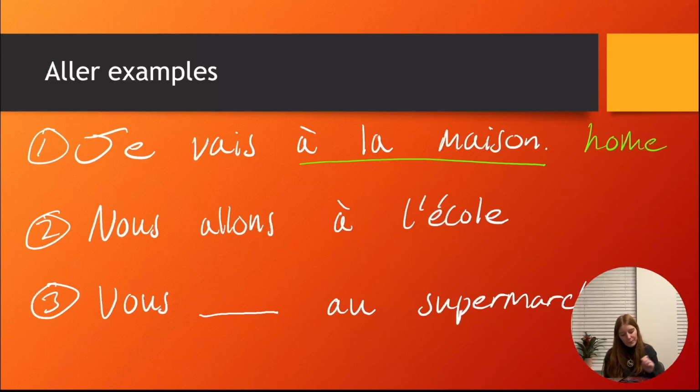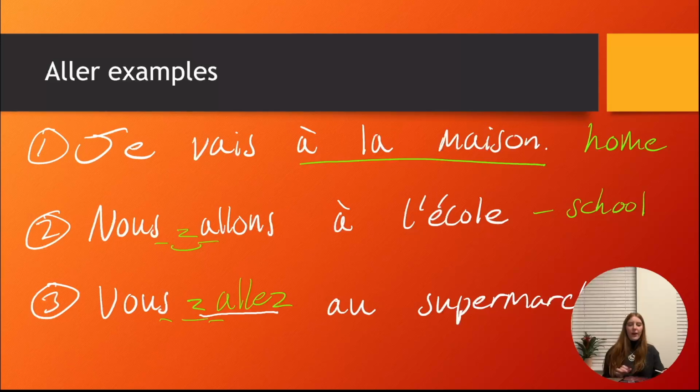I go home. We've got nous allons. Remember, we've got the z sound. Nous allons à l'école. That's just a word for school. That's what that means. So, à l'école. And finally, we've got one missing here. Vous something, au supermarché just means to the supermarket. So this would be vous allez. Vous allez, with a little Z sound again.